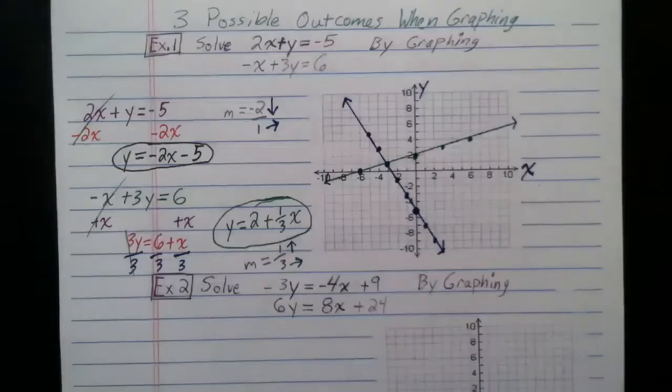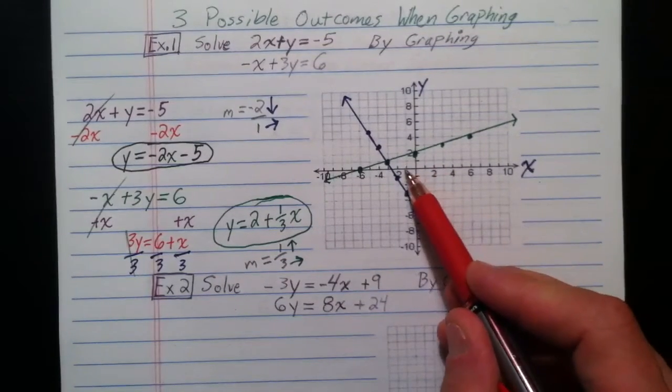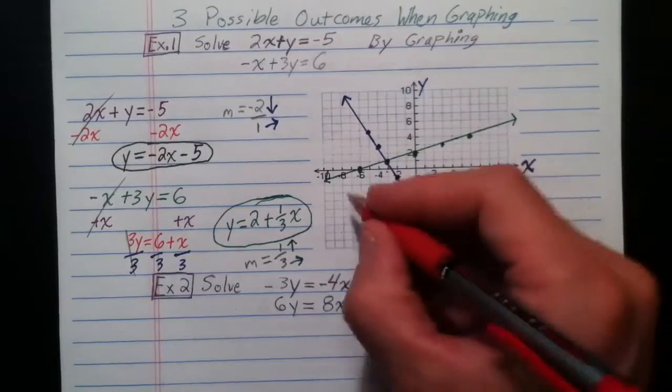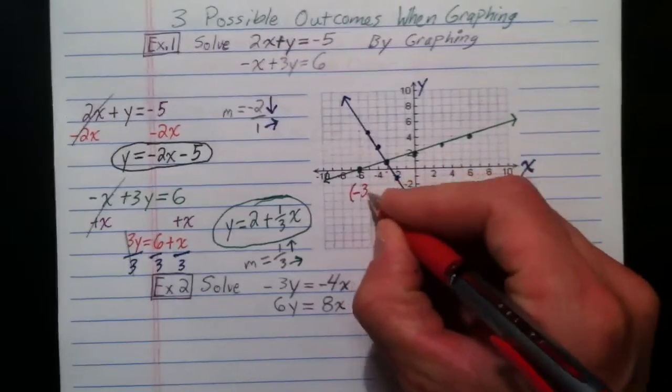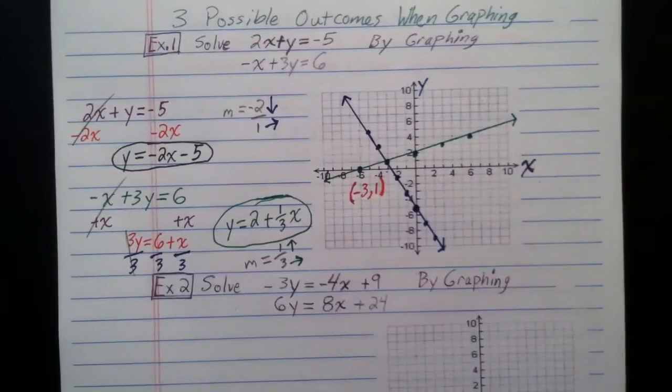Alright, so now we have both lines drawn in. We can clearly see from this graph where they cross. That point there is the ordered pair -3, 1. So -3 for the x-coordinate, +1 for the y-coordinate, because we're moving 3 to the left and up 1. So there's our solution, -3, 1.